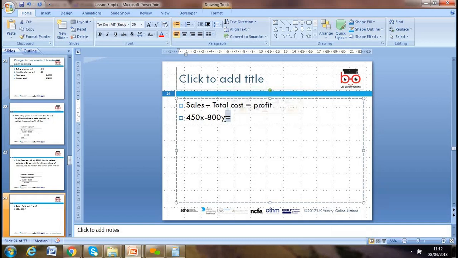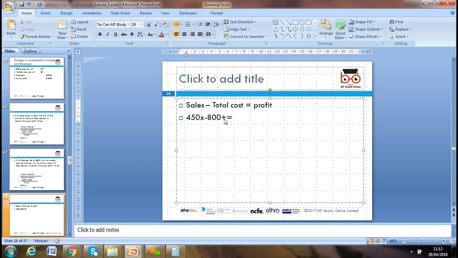Variable cost per unit we've been given, yes? Isn't that 800 fixed cost? That is the rent that's supposed to be paid per month. So that's a fixed cost, yes? I'm talking about total cost. So total cost is the sum of the fixed cost and the variable cost.